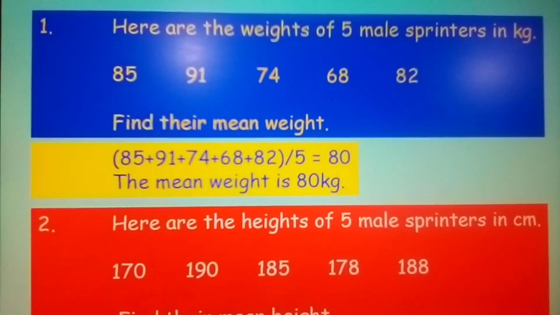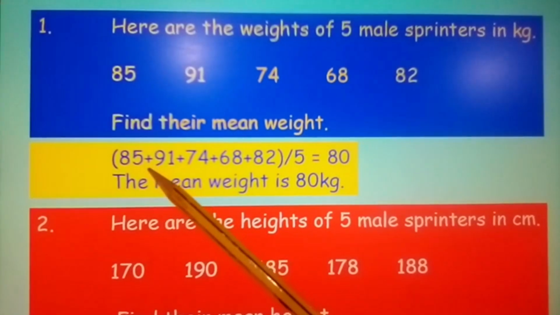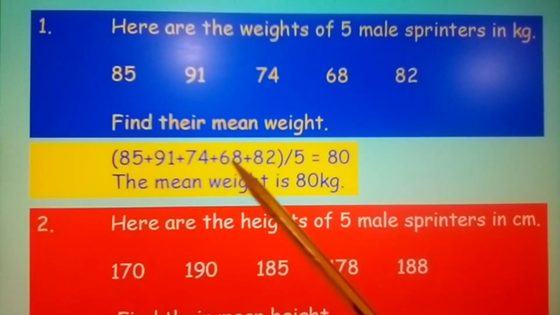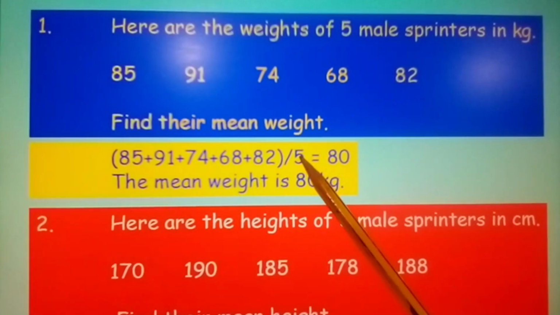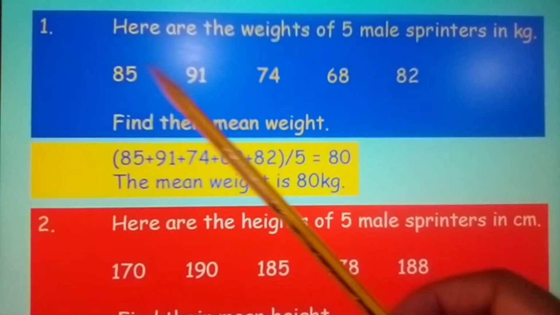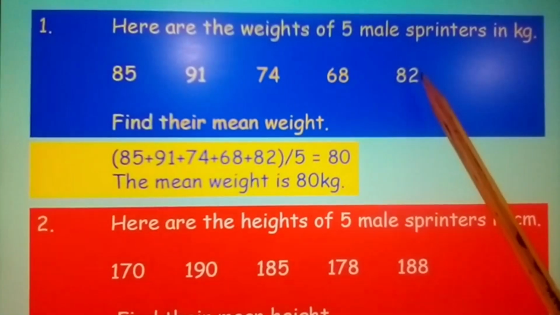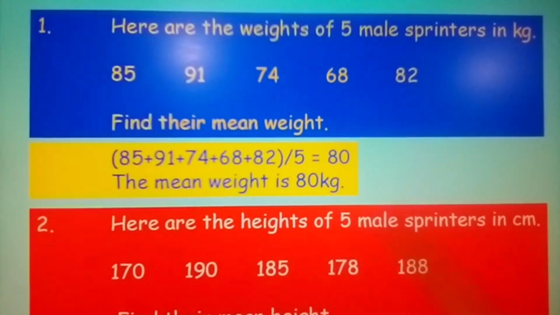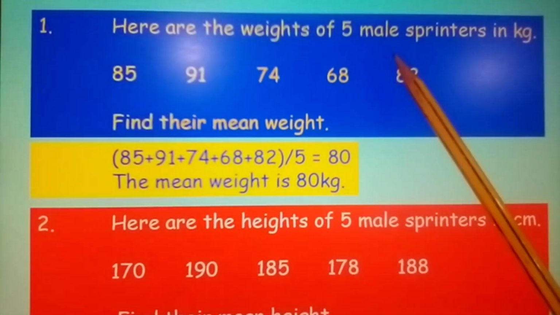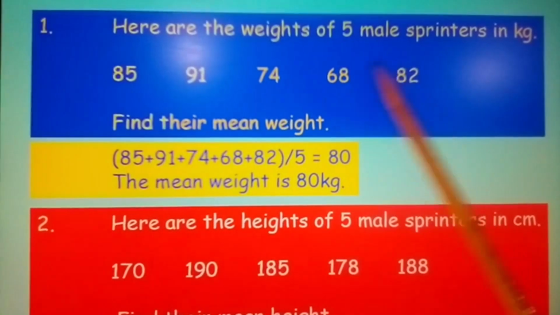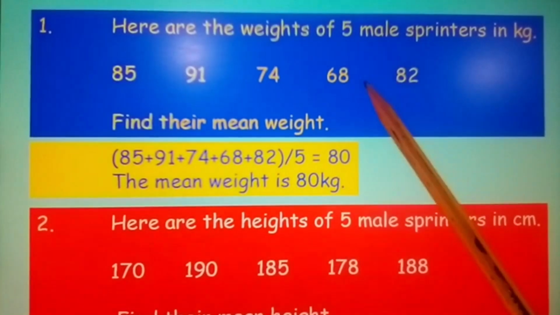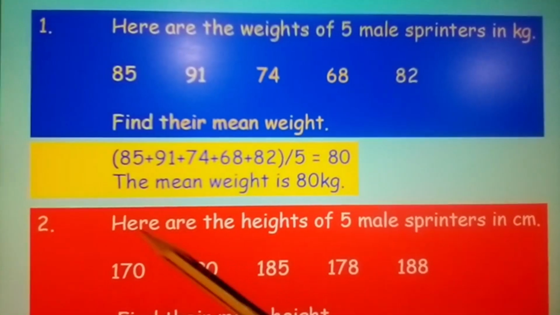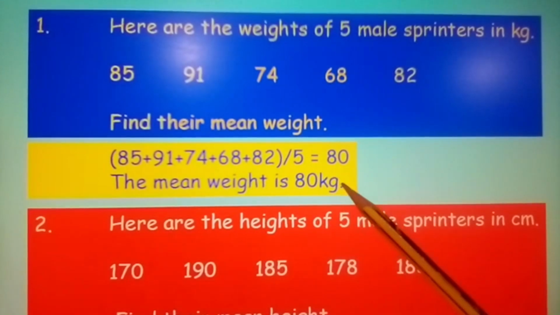Yeah, so here we have 85 plus 91 plus 74 plus 68 plus 82 divided by 5. The 5 comes from 1, 2, 3, 4, 5 elements. I'll just call them elements for argument's sake, or 5 male sprinters if you prefer. The mean weight is therefore 80 kilograms.